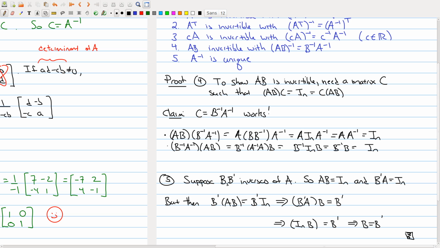Okay, so we'll take a short break here. In the next part of the lecture, I'll give you a procedure to find the inverse of any n by n matrix, provided that this inverse exists.